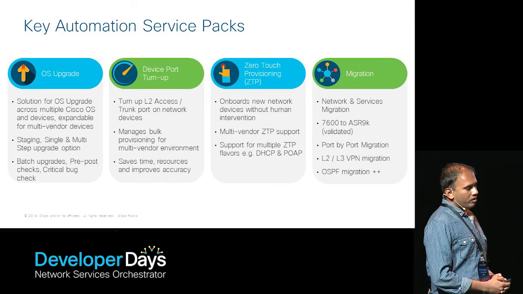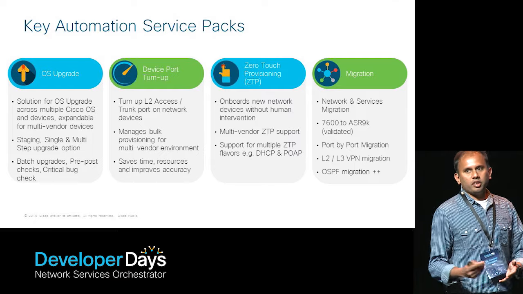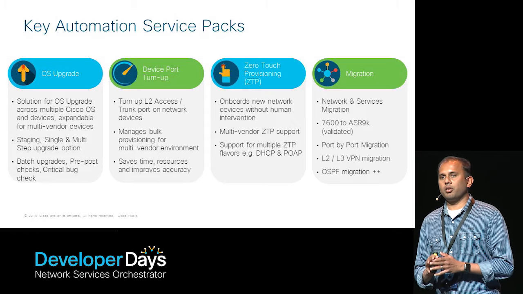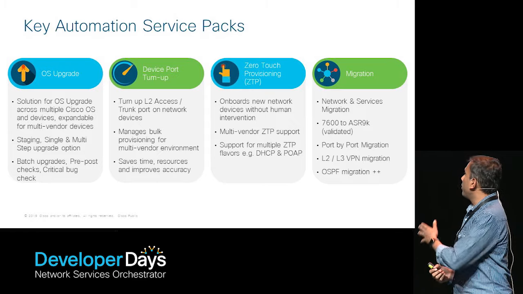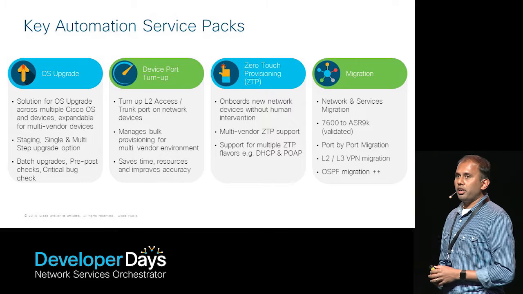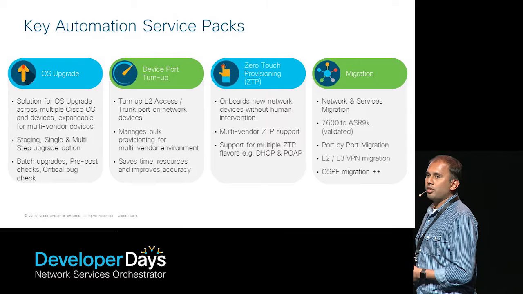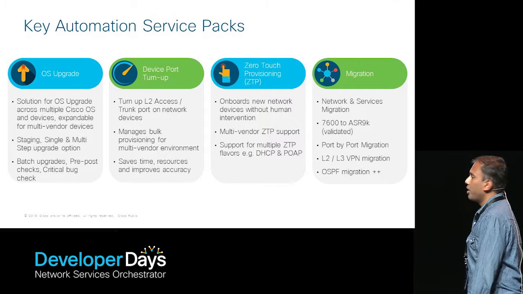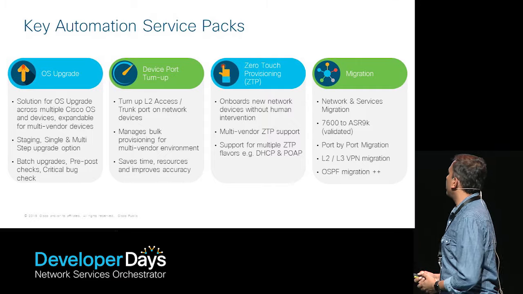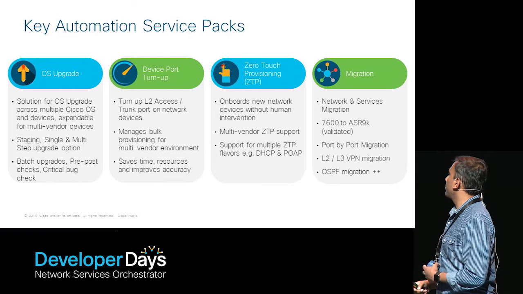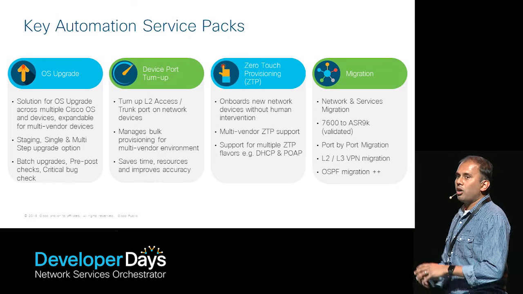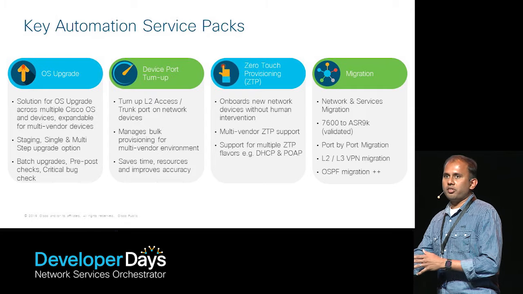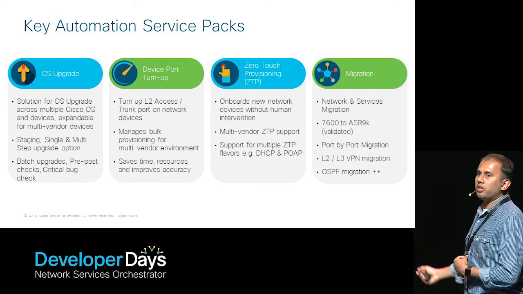So let's look at some of the key automation service packs that we have built. As I mentioned earlier, these service packs are based on customer requirements and pain points. The first one that we started off with was OS upgrade. As you know, it's a pretty hot use case, and there are more than one ways to implement it. We just saw an implementation in the previous presentation, but we'll get into it deeper in the upcoming slides. It has various flavors, like parallel and sequential staging, but all of this is a self-contained service pack within NSO. It doesn't have integration to external systems.